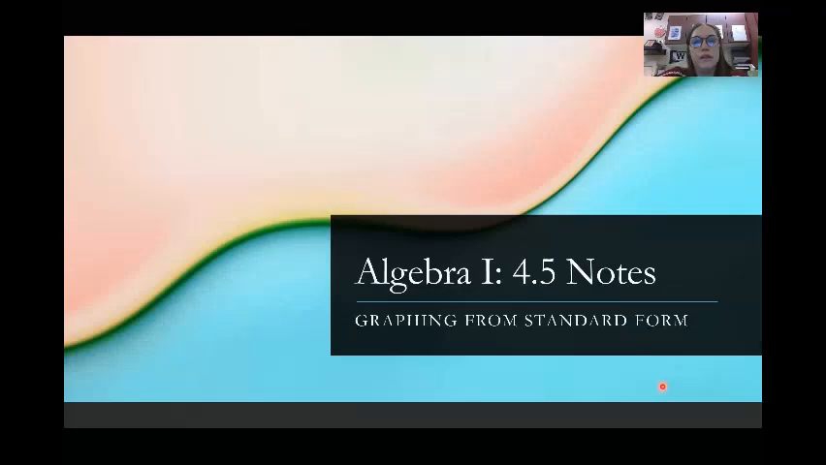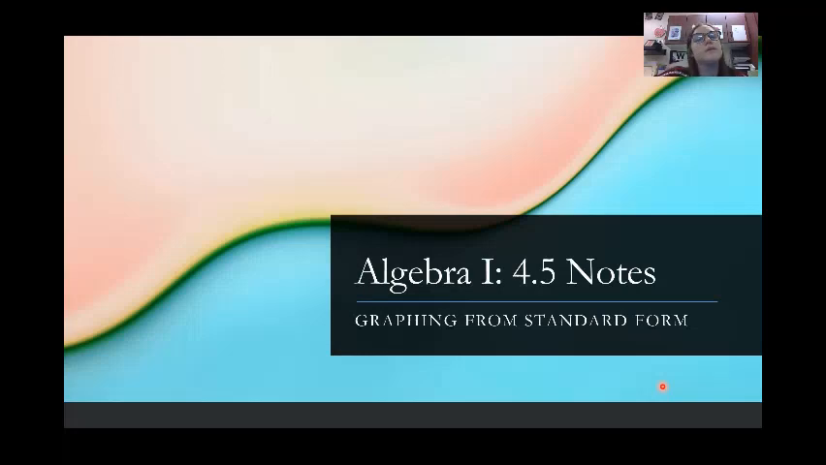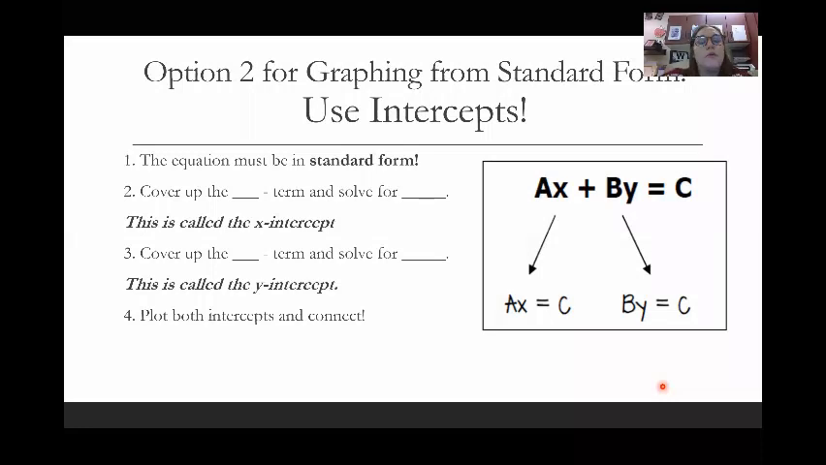We're going to go ahead and look at our 4.5 notes, which are going to continue talking about standard form, but instead of converting them to y equals mx plus b, we're just going to learn how to graph straight from standard form. So this is, like I said, our second option for graphing from standard form, and we call it using our intercepts. When we have an equation in standard form, it's always in this form ax plus by equals c. So that's the first step.